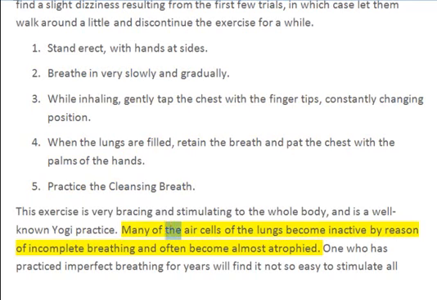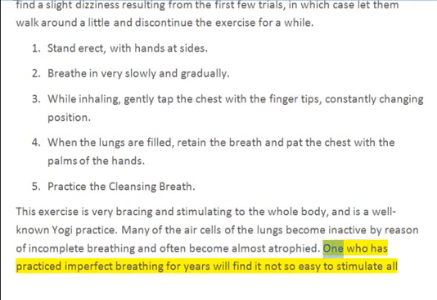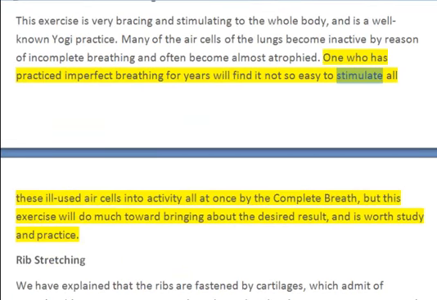Many of the air cells of the lungs become inactive by reason of incomplete breathing and often become almost atrophied. One who has practiced imperfect breathing for years will find it not so easy to stimulate all these ill-used air cells into activity all at once by the complete breath, but this exercise will do much toward bringing about the desired result, and is worth study and practice.